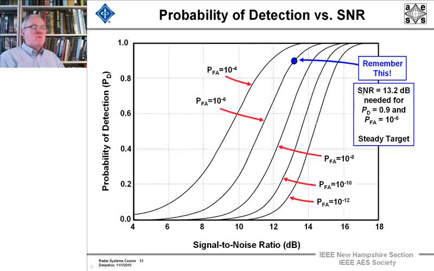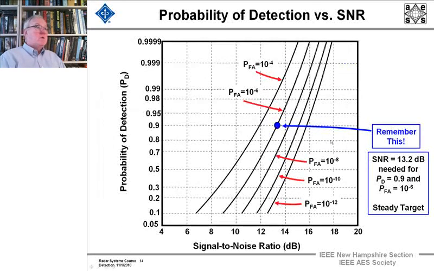So what radar engineers remember is about 13.2 dB, you get 0.9 probability of detection and a probability of false alarm of 10 to the minus 6. And that's with a target which does not fluctuate in amplitude. The model of that would be a sphere.